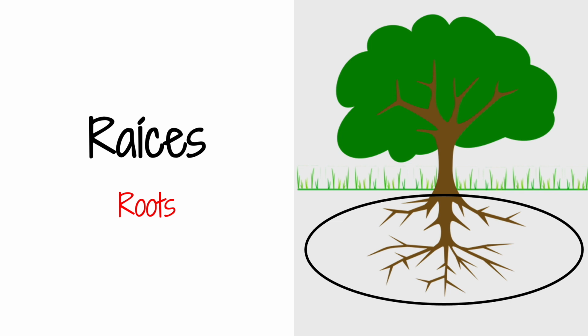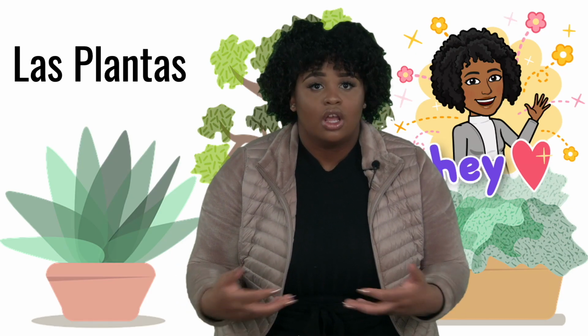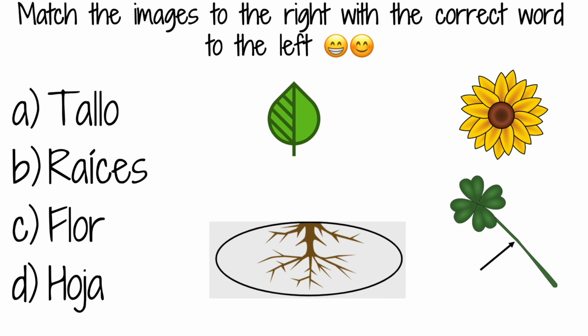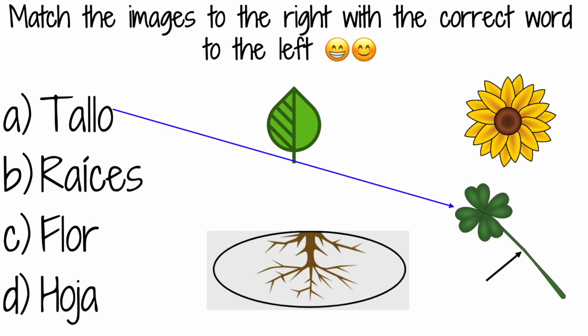So now that we went through the parts of our flower, I want you guys to match the images on the right with the correct word to the left. So you're matching A, B, C, D with the correct picture on the other side, okay? We're going to start with A, right? Tallo. If you want to repeat that, tallo. Where is our tallo in this illustration? Excelente. If you guessed the stem, then you are correct.